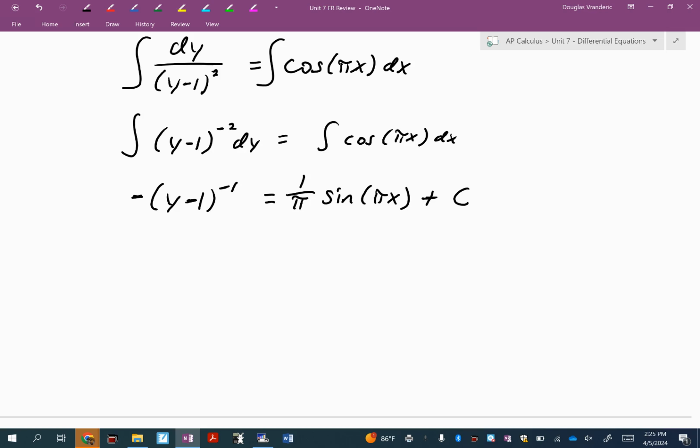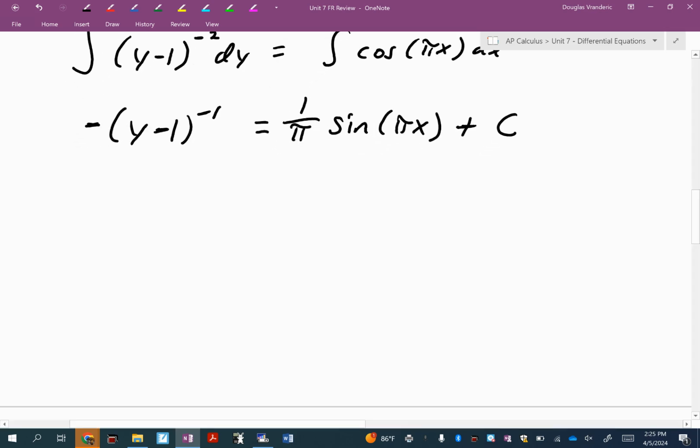Okay, I like to solve for y first. I like to get the general solution first before I plug in the initial condition. So I am going to keep going to solve for this y, to get the y by itself. All right, first thing I notice is that I have the negative 1 over. I'm going to put this back in the denominator. Thank you for asking that.